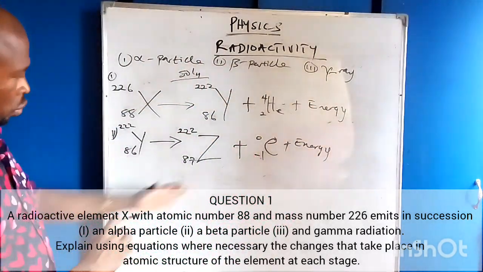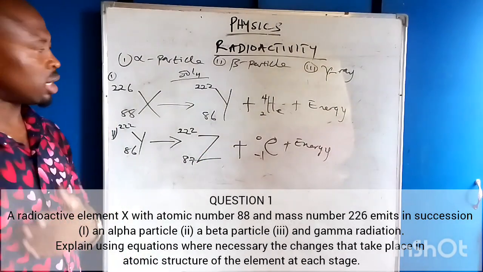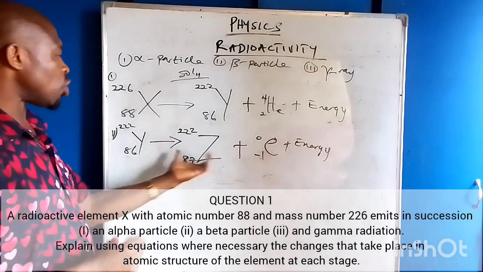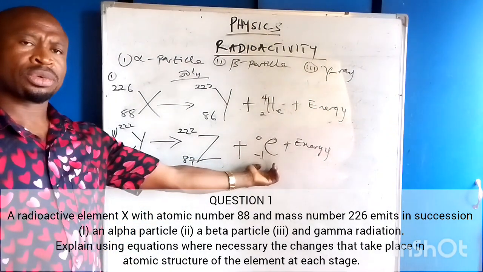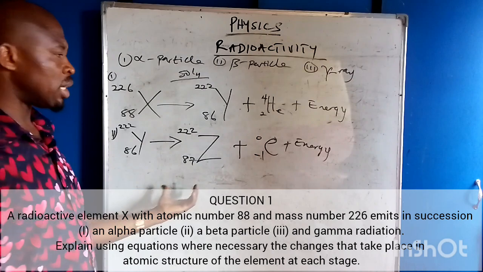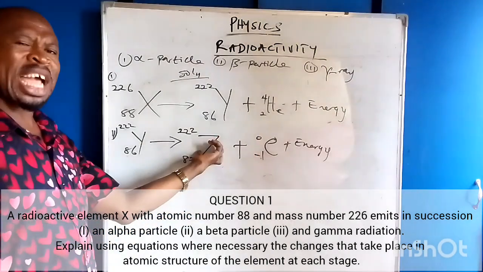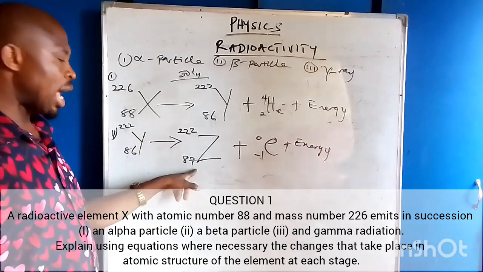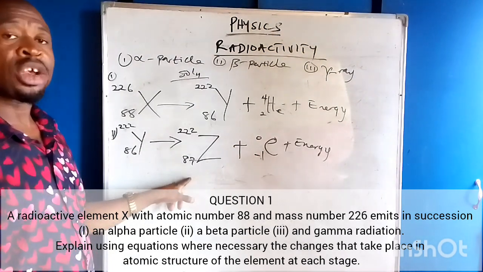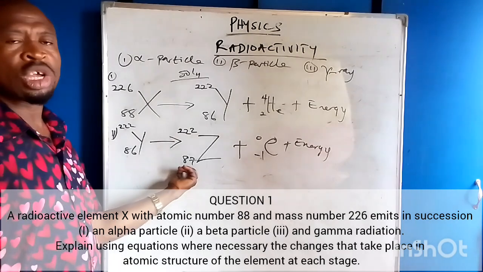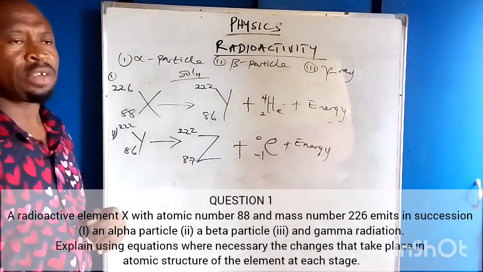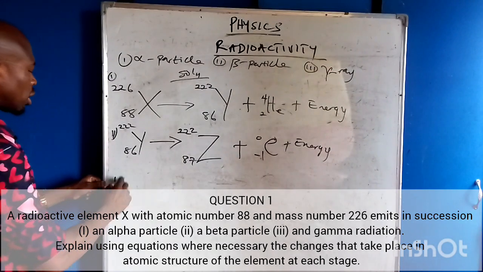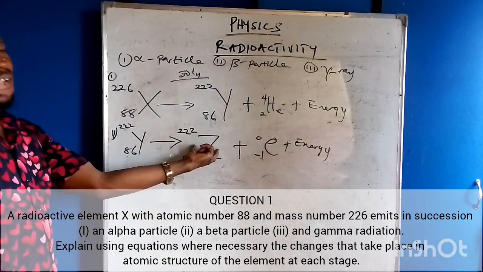Okay, this is the equation. To explain it, we can now say that by the addition of a beta particle, the new element produced is Z, which has its mass number the same as this, which is 222, and has its atomic number increased by 1, giving rise to its atomic number to be 87. And that is D.